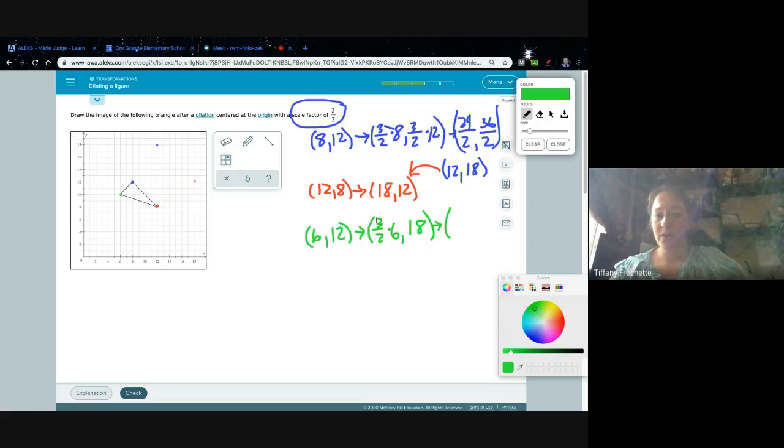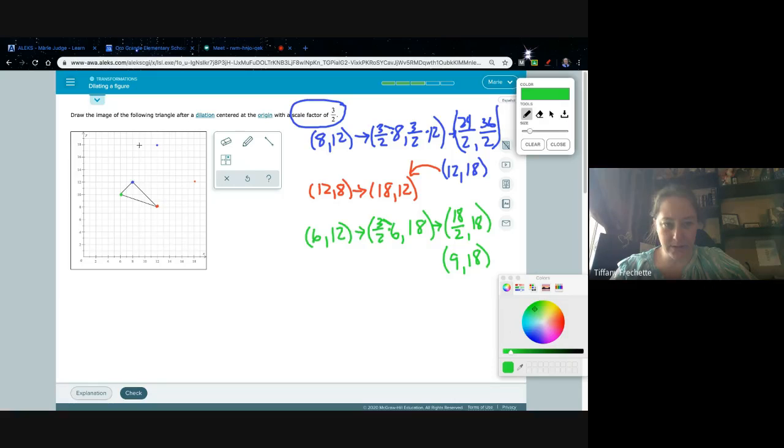So we have 3 times 6. Remember, multiply. So we have 18 divided by 2. After you multiply, then we can divide. So 18 divided by 2 gives us 9 and 18. All right, so we have our third point. So we have 9 to the right, and then 18 all the way to the top.